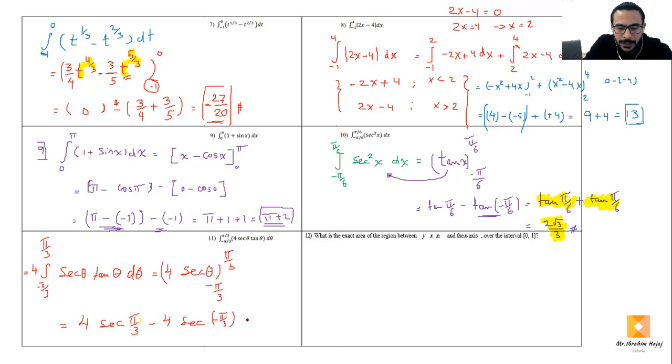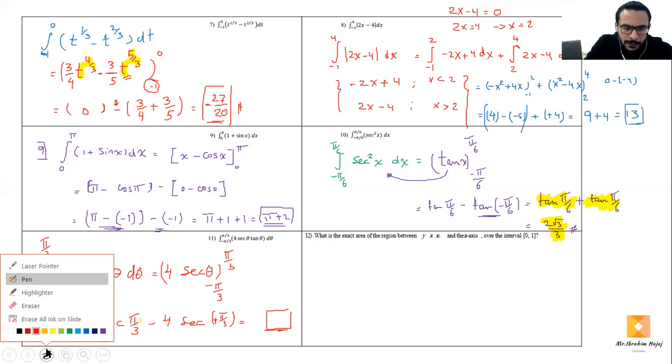Because we know that sec and cosine are even functions, we can cancel this negative, it becomes positive. Okay, because sec is an even function. Let's complete by evaluation in the calculator and then find the exact answer. Find the exact answer. Any question? Is it clear till now, guys?